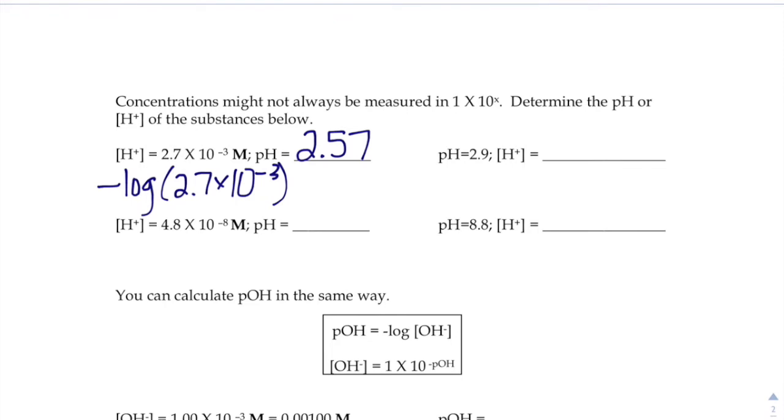For that next one, we would need the negative log of that H plus concentration. When you're typing that one in, you should get somewhere around 7.32.